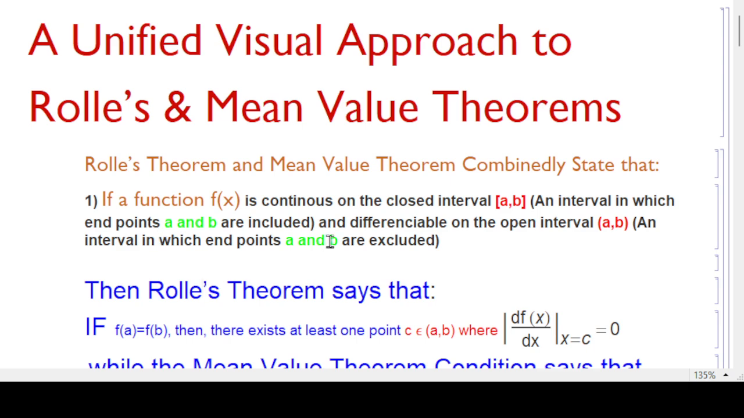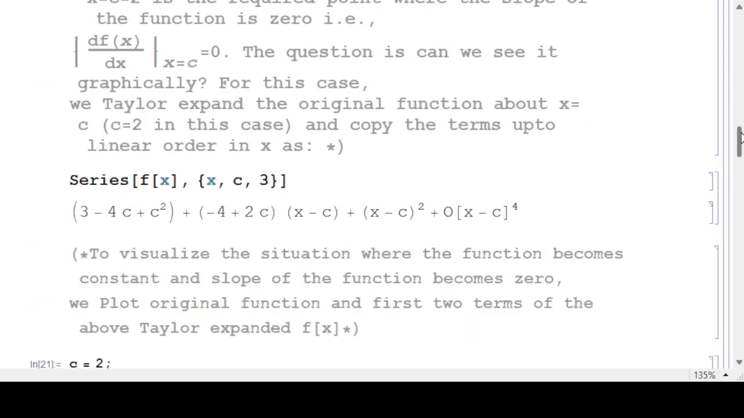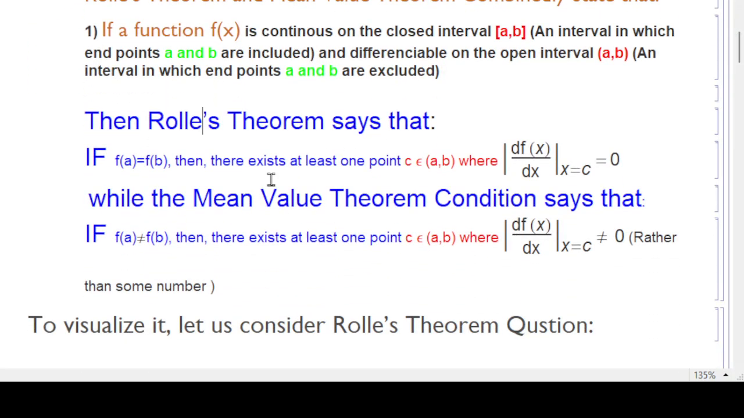in which endpoints a and b are excluded, then Rolle's theorem says that if f of a is equal to f of b, then there exists at least one point c where the derivative of the function is equal to 0. While the mean value theorem condition says that if f of a is not equal to f of b, then there exists at least one point c where the derivative of the function is not equal to 0.